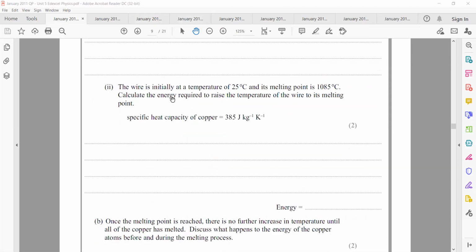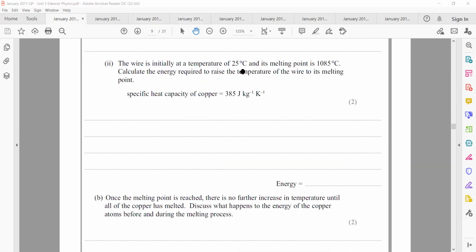The next part, the wire is initially at a temperature of 25 degrees centigrade and its melting point is 1085 degrees centigrade. Calculate the energy required to raise the temperature of the wire to its melting point. So whenever you are finding the energy supplied to change the temperature, it is specific heat you will use, or thermal capacity can also be used depending on what is given in the question. But here in the question, specific heat is given. So we'll use the specific heat formula.